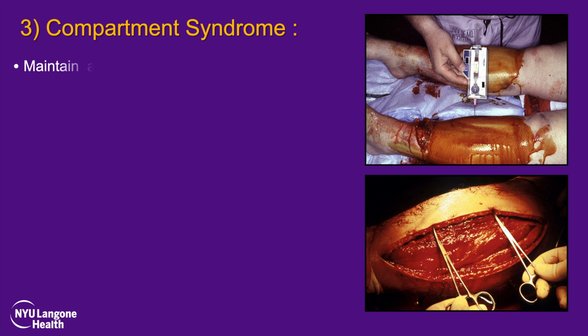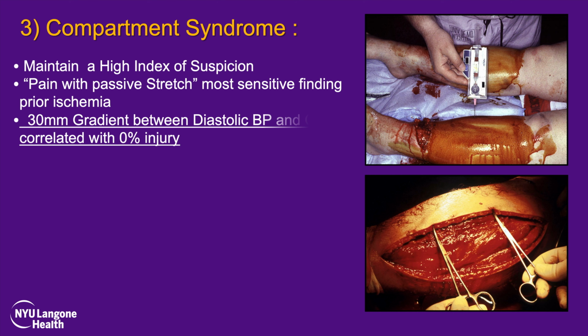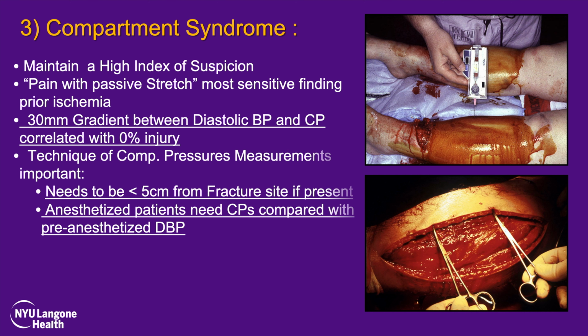Compartment syndrome, we're all familiar with. Need to maintain a high index of suspicion. Pain with passive stretch is the most sensitive finding, or you can grab the large toe and move it up and down and ask if that causes pain. And we're always remembering that 30 millimeter gradient we want to maintain between diastolic blood pressure and compartment pressure. If you can maintain that gradient, it has been shown to be zero incidence of injury to the muscle.